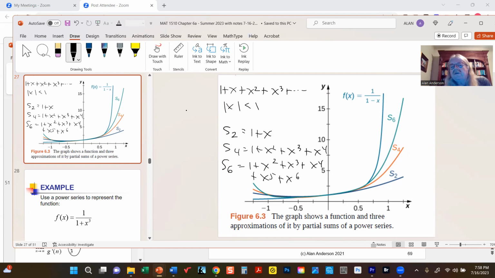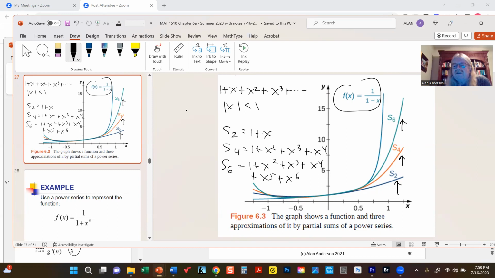And so what they're showing you is that this is the actual function. These are the partial sums. So here's S2. It's a straight line. Of course, it doesn't look like the original function. But here's S4. It's starting to look a little bit better. And S6, it's even better.